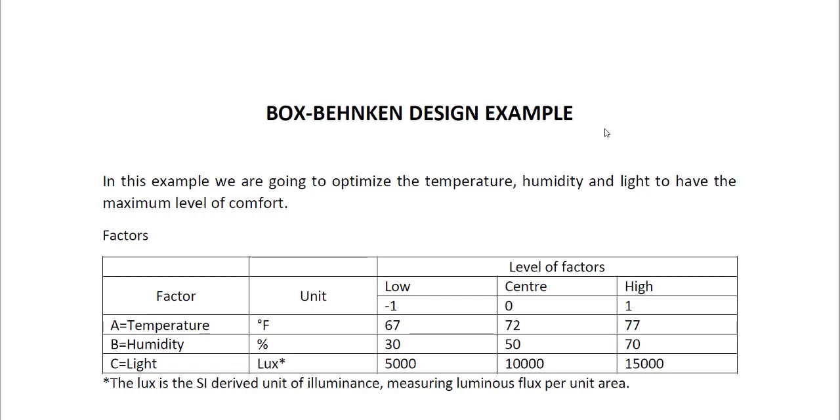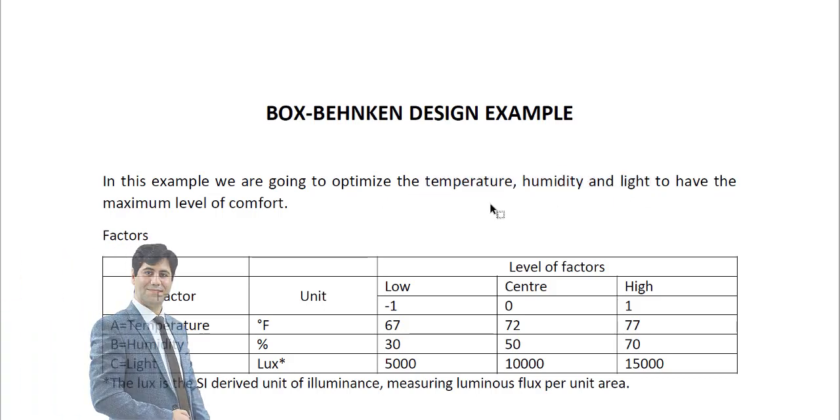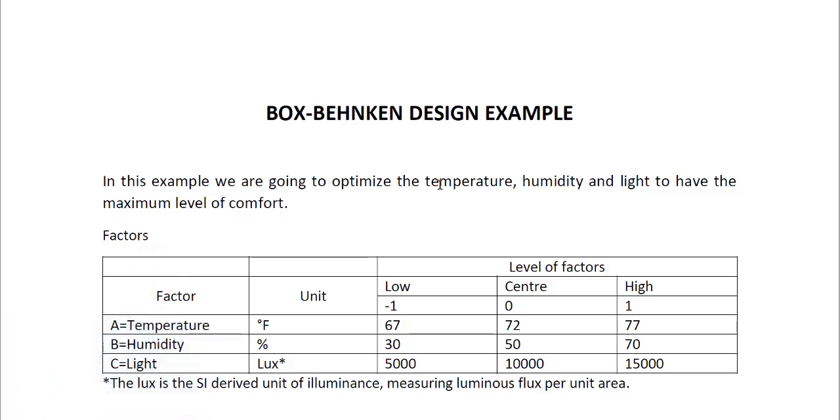In this session, we are going to see how we can develop a Box-Behnken design in Design Expert software. We will do this by using an example, as you can see here. In this example, we are going to optimize the temperature, humidity, and light. And as you know, these three are classified as factors for this example. Our objective, our goal is to optimize these three factors, temperature, humidity, and light, to have the maximum level of comfort in an imaginary room actually.